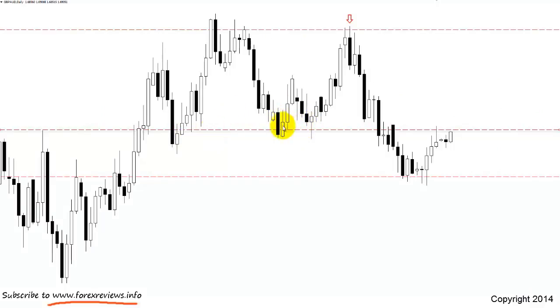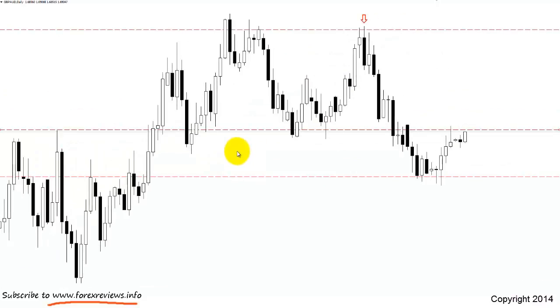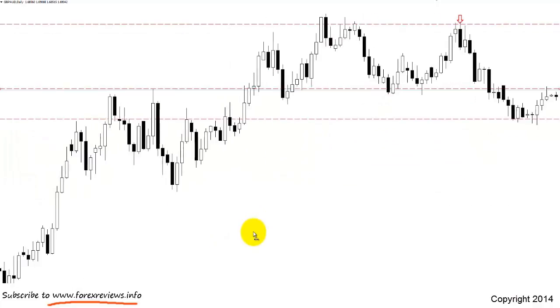Do we get any bullish engulfings? No, we didn't. So what do we do? Just stay out of the market. You just wait. Waiting for a signal. So let's move on to the next pair.